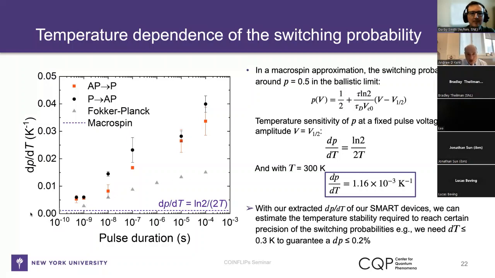And they also make a prediction for how this should vary with pulse duration. We're above the prediction, but the trend is the same. What this tells us is if we want to maintain a variation probability of less than 0.2%, we need to maintain the temperature variations to less than 0.3 Kelvin. So, small variations. This is possible in the lab. Whether this is possible in a chip, one has to see. But we now know what the conditions are to maintain a certain probability.